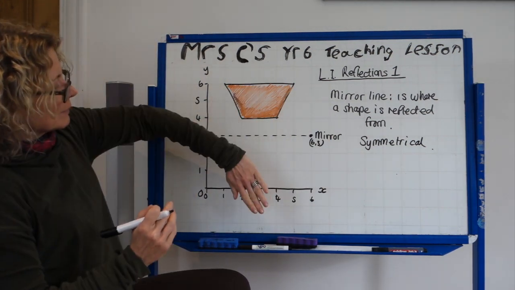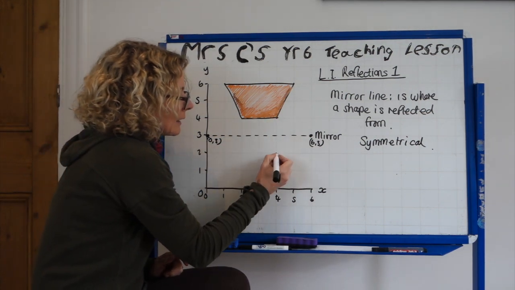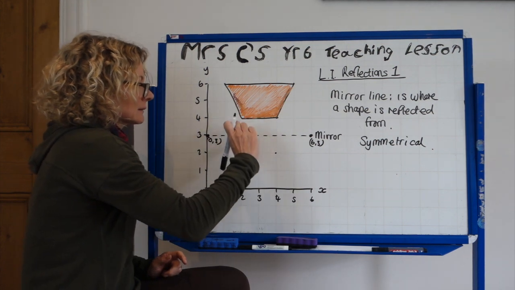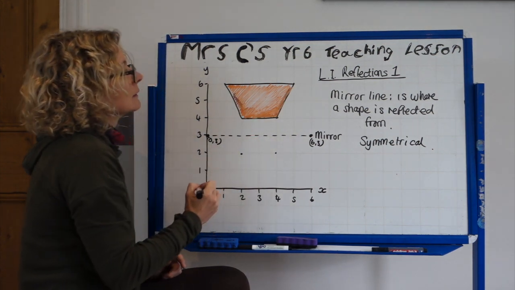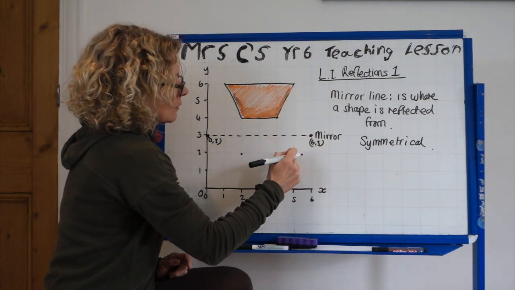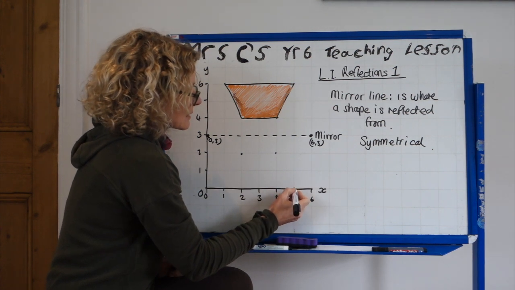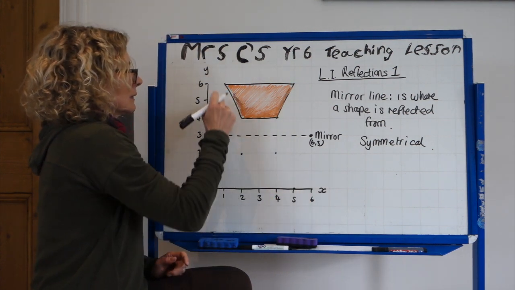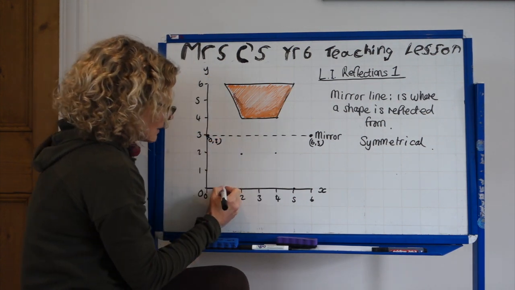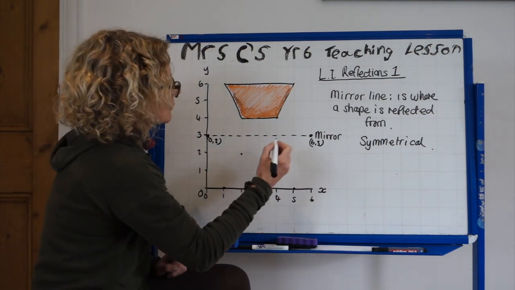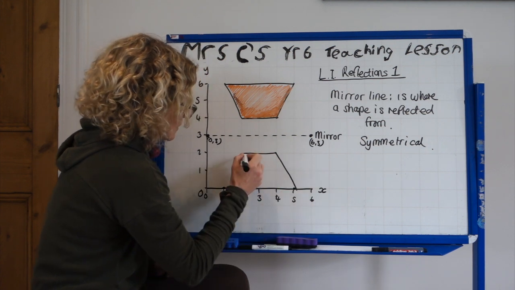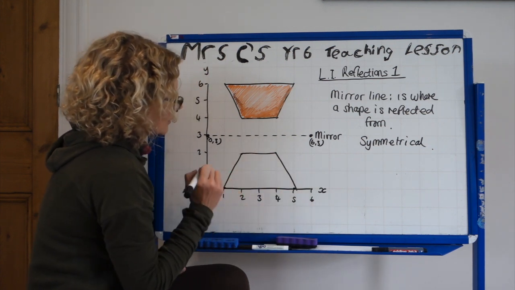So flip. One away, one away. See that it is one away. One away here, mirror line, one away. How many here? 1, 2, 3. So from the mirror line, 1, 2, 3. Oh, we're going to touch that x-axis. And from the mirror line, 1, 2, 3. So the trapezium reflected in that mirror line is going to look a little like that.